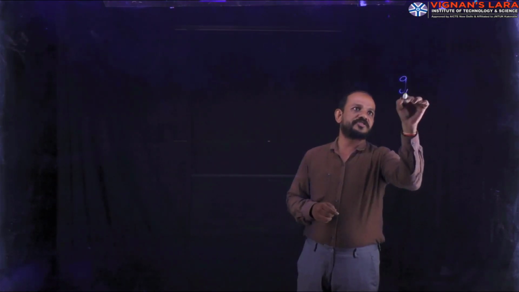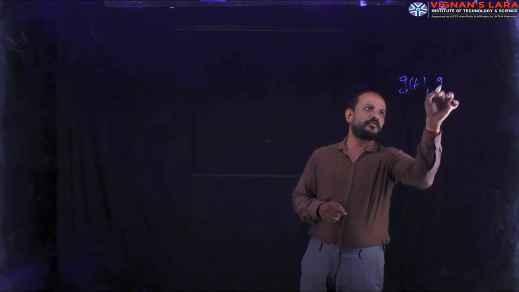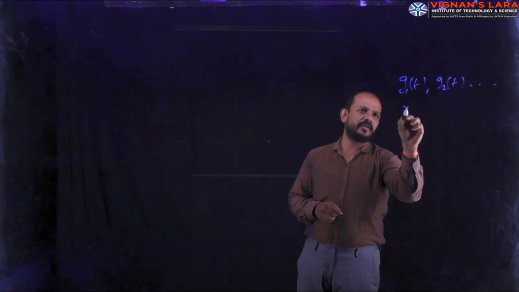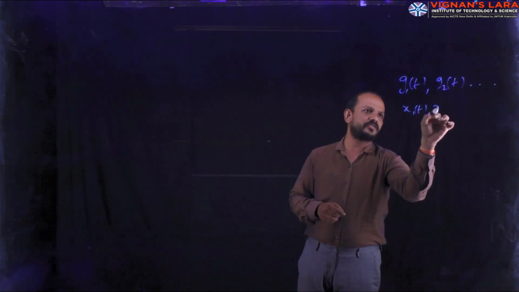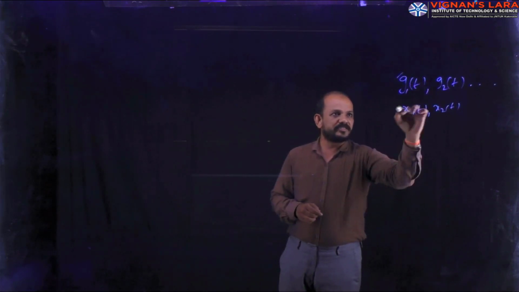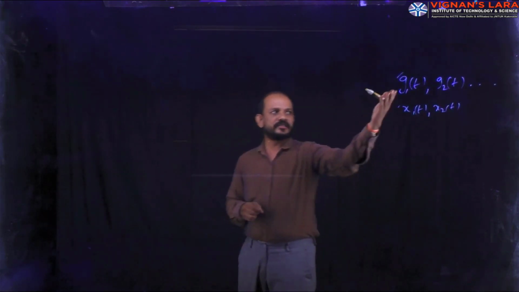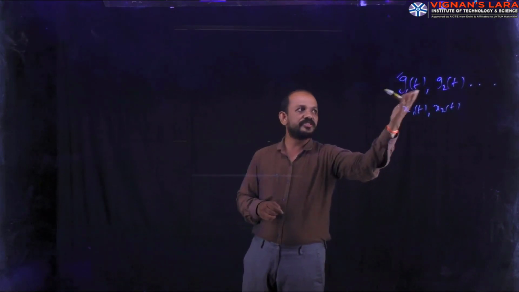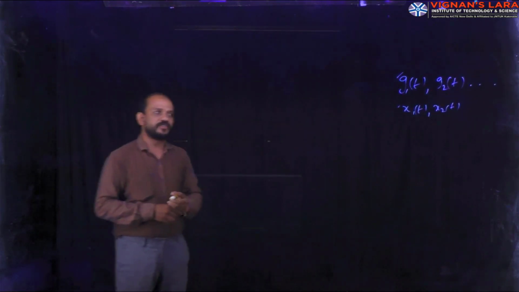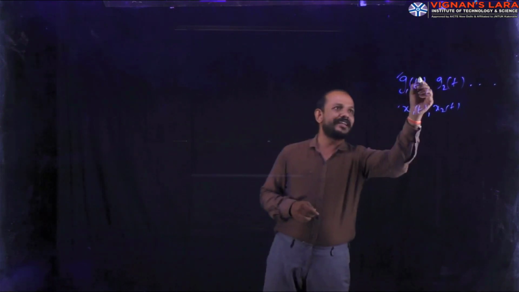Up to now we discussed, taking examples as g1 of t, g2 of t, and so on, gr of t, or you can take x1 of t, x2 of t, and so on. So we have considered the functions g1 of t, g2 of t. They are the real functions of real variable t.